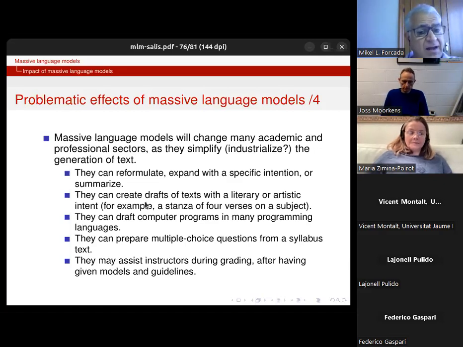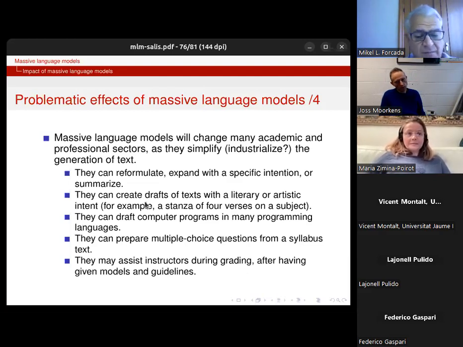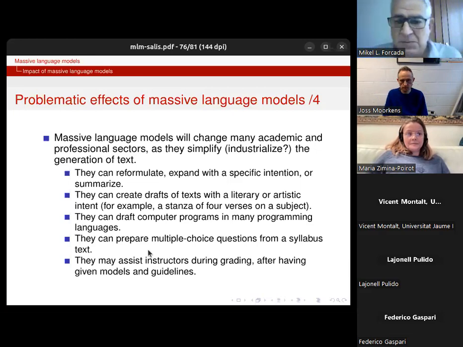A very, very interesting application, which will probably drive many programmers out or make them redundant, because now there's a lot of coding that can be done with the assistance of language models. They can prepare multiple choice questions from a syllabus or text. So you have a text or syllabus, and you tell it, okay, read this and prepare three or four multiple choice questions from this. May be useful.